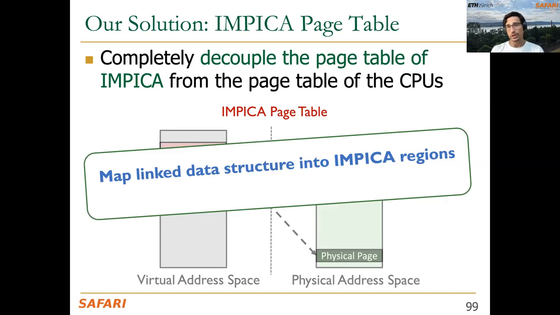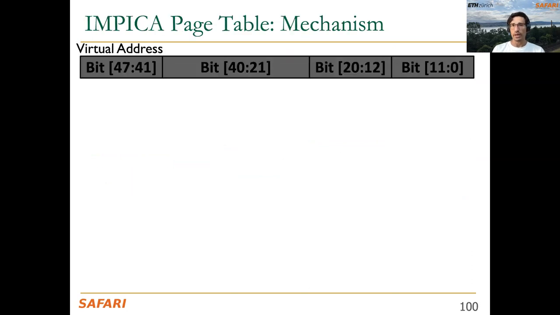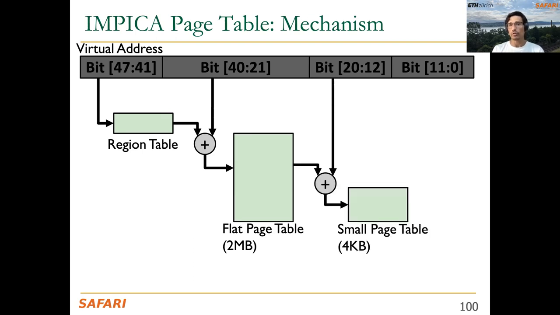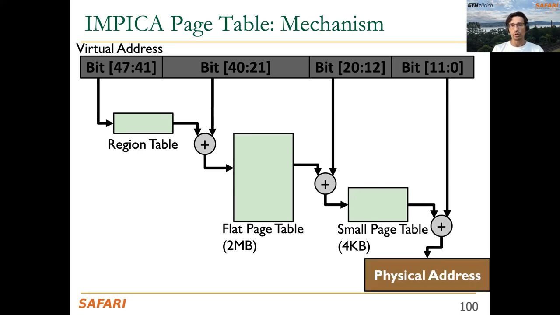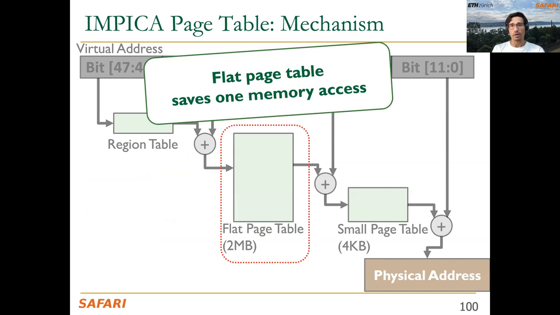So what we are going to do is to map the linked data structures into the Impica regions. And this Impica page table, as I said, is a partial to any mapping. The Impica page table first involves what is called a region table that defines the specific region of the virtual address space that is going to be used by the Impica accelerators. Then from there, we can access a flat page table of size 2 megabytes. It's not extremely large and is enough for the specific applications targeted by Impica. And then there is also a small page table with only 4 kilobytes that is much faster. By using this, it's possible to obtain the physical address. The tiny region table is almost always in the Impica cache, because it's very small, and that's why the access is very, very fast. And the flat page table saves one memory access as well.